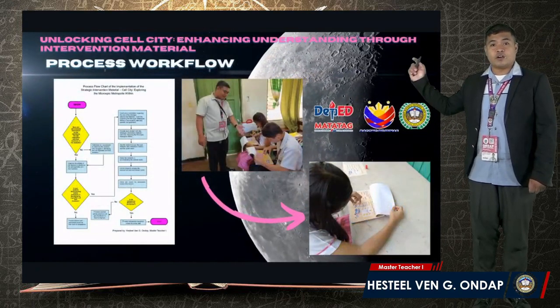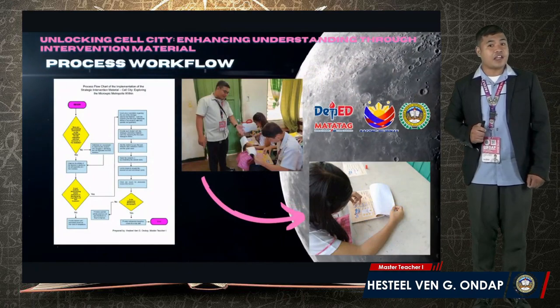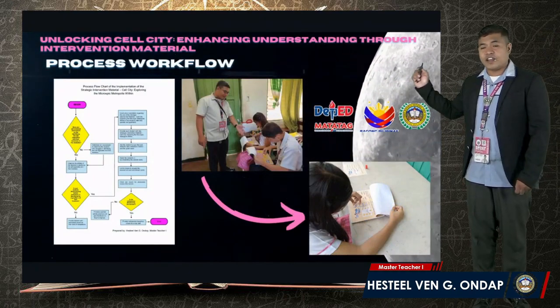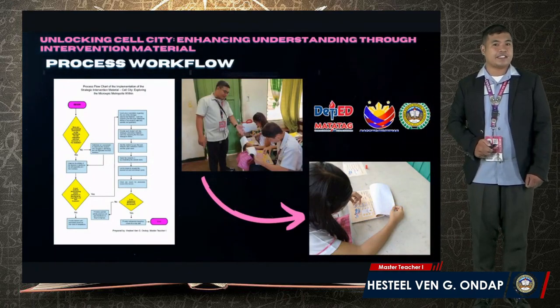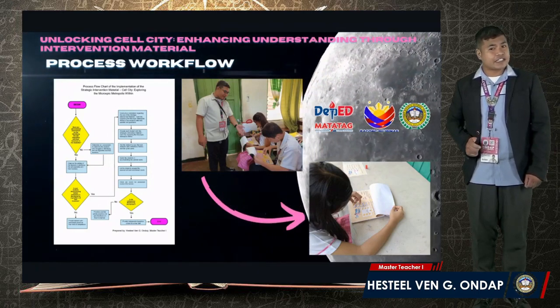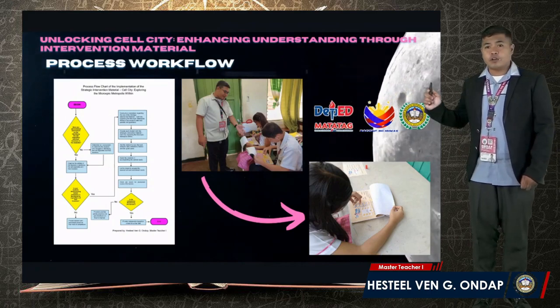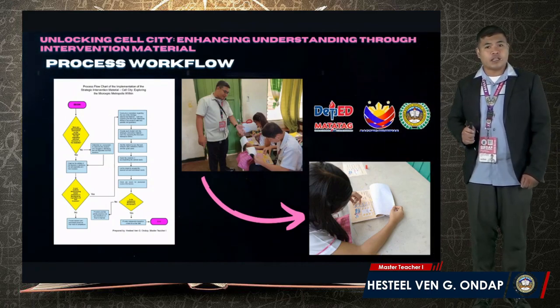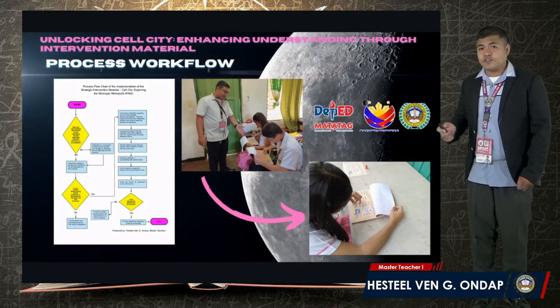The flowchart of the innovation begins by identifying the learner's needs through the data reflected in the least learned competencies. Following this, the next step involves preparation and the development of the strategic intervention material. Upon obtaining the approval and consent from all involved parties, the implementation phase commences.